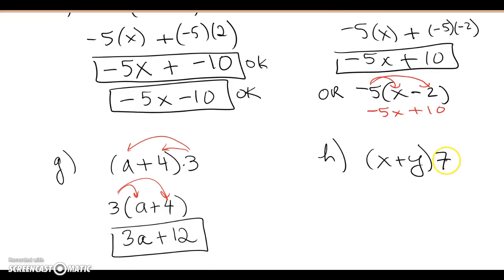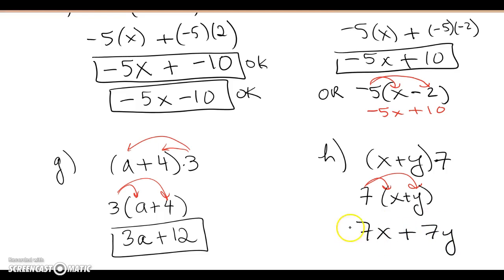Same thing here. If we don't like the 7 coming after the parentheses, we can say let's put the 7 in the front. Order of multiplication doesn't matter. First chunk times second chunk, I'm going to rewrite it as the 7 times that chunk. So now we've got to distribute: 7x plus 7y. Since this contains an x, that contains a y, I can't combine them any further. That's the most I can do.